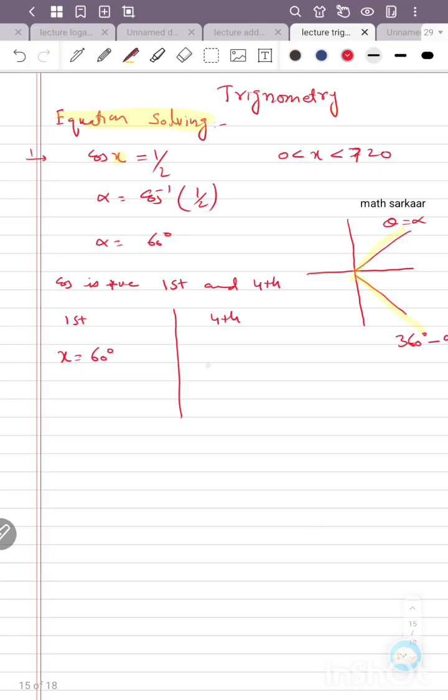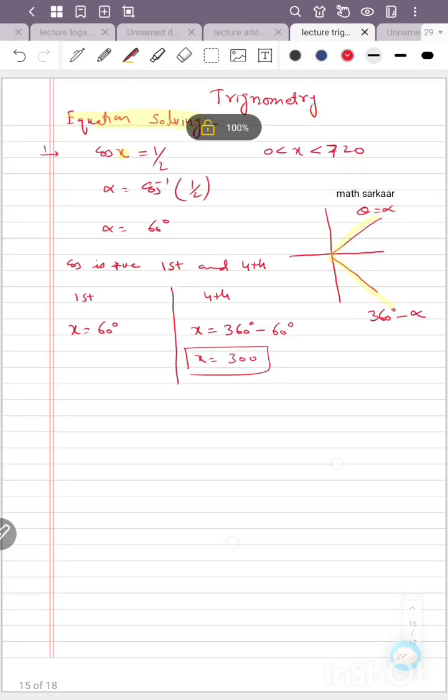Okay, dear friends. Now for the fourth quadrant, we have to write 360 minus alpha. Alpha is 60 degrees. So we get 360 minus 60, and the answer is 300. Hopefully dear students you understand this part.